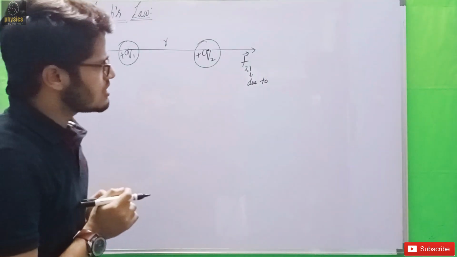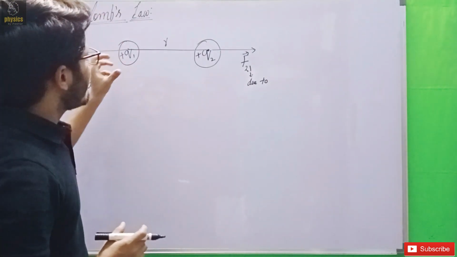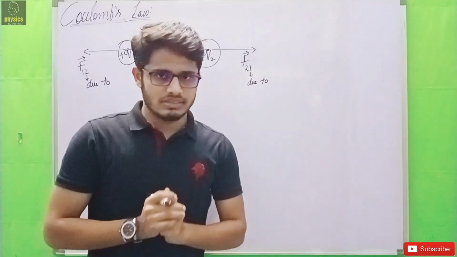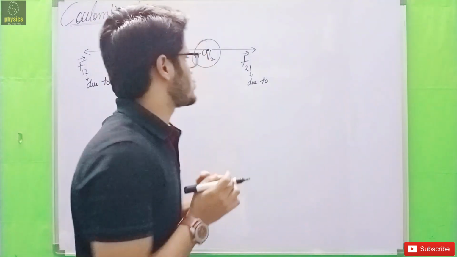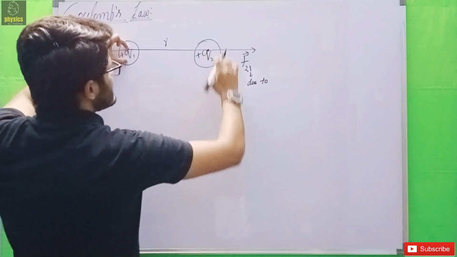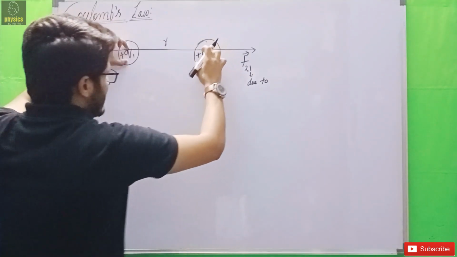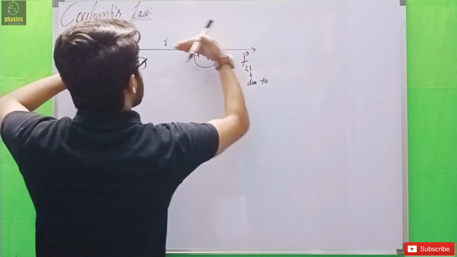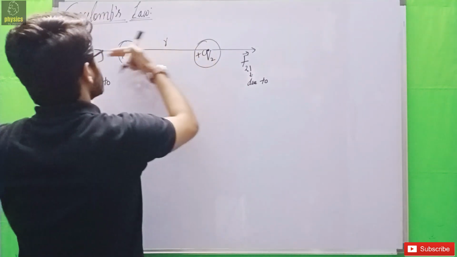Now, this law tells us that the force will always act along the line joining the particles. So the line joining these two particles is this. The force experienced by 1 due to 2 will be along the line joining the particles. Along this line the force will be there.